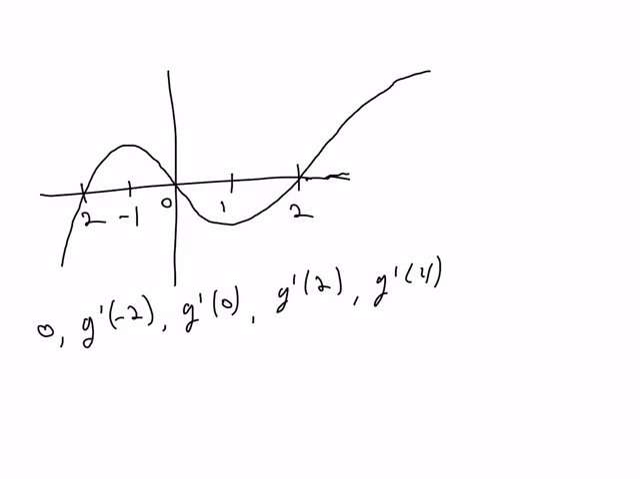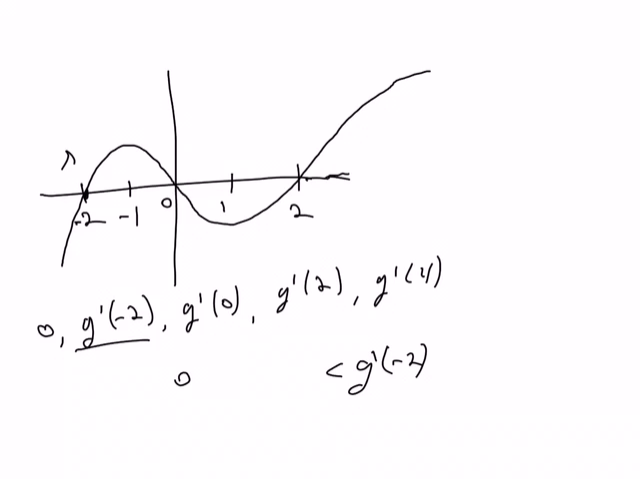So let's first find which one of these is negative. If we look at g prime of -2, we have a pretty sharp movement upwards. So the rate of change of this function at -2 is positive, and it's pretty big. So we can put g prime of -2 somewhere over here.